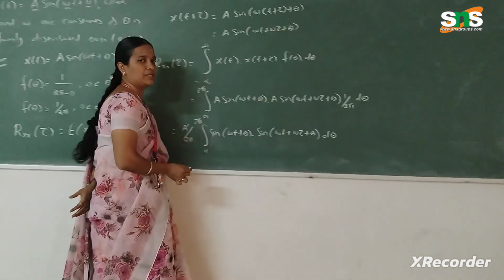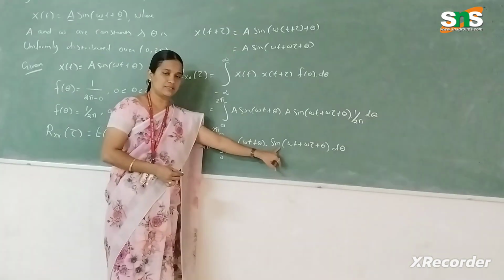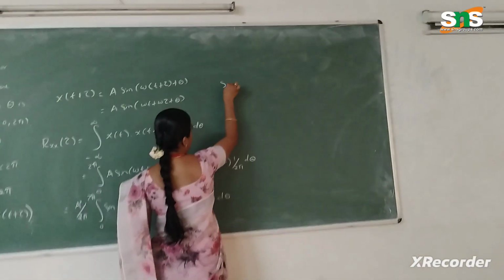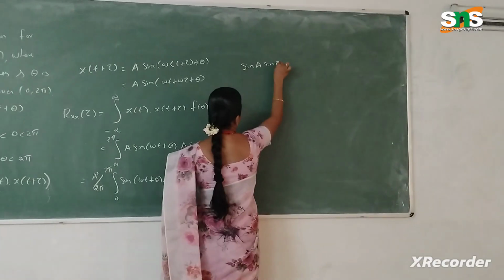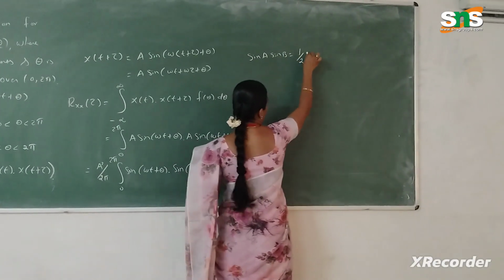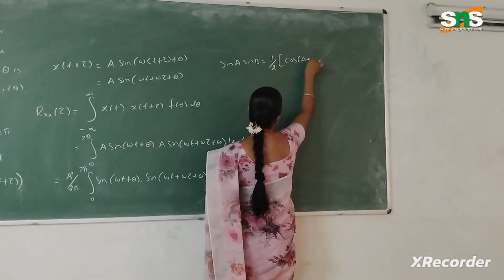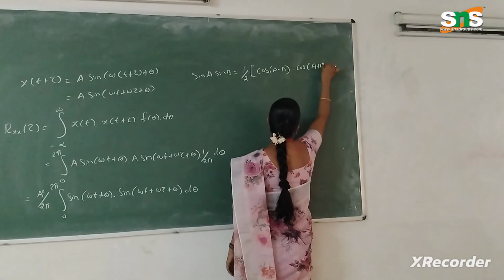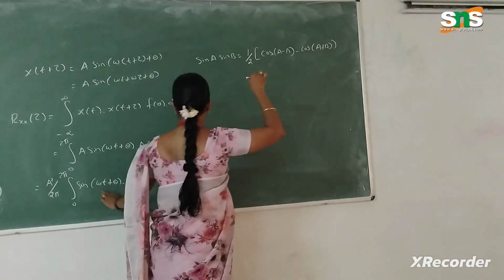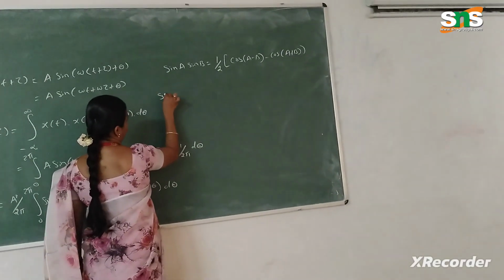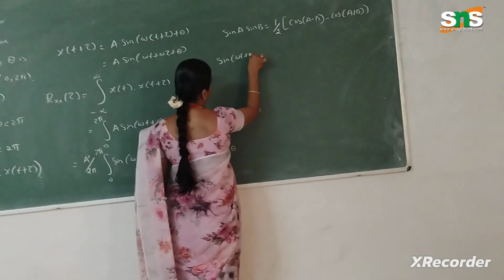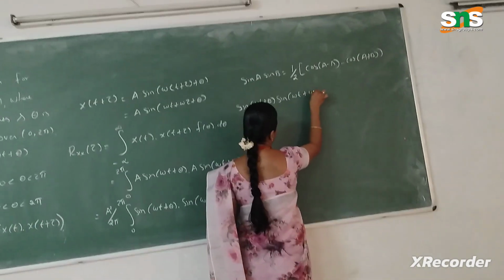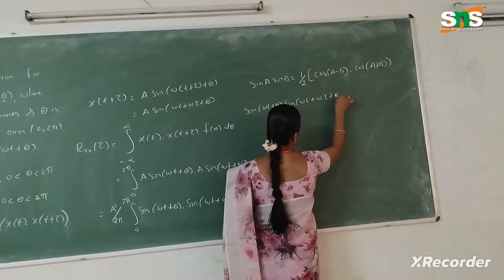Next I am going to use a trigonometric formula in terms of sin A sin B. What is the formula for sin A into sin B? By trigonometry, sin A sin B is 1 by 2 times (cos of A minus B minus cos of A plus B). Here A and B are added. So sin(omega t plus theta) into sin(omega t plus omega tau plus theta).